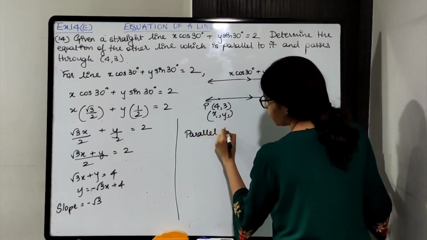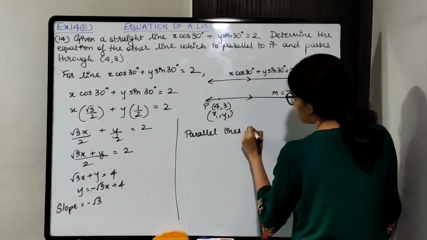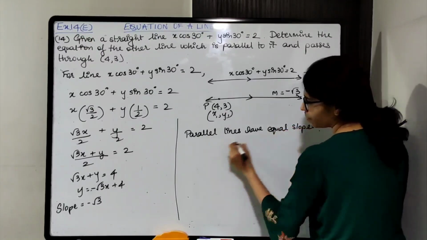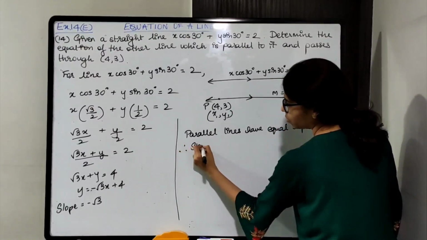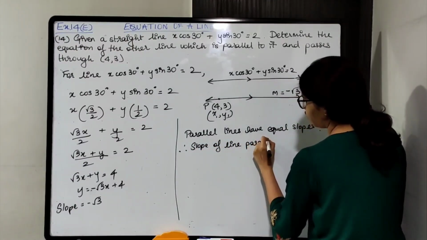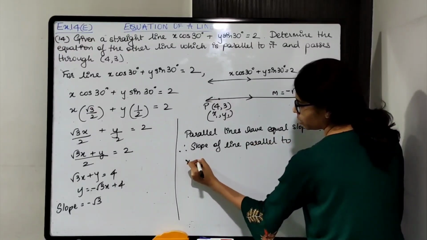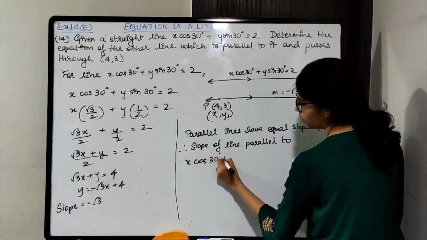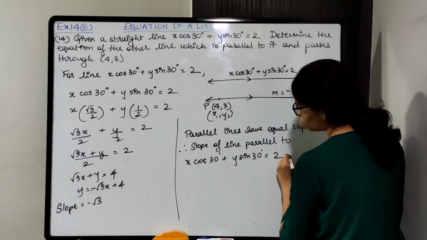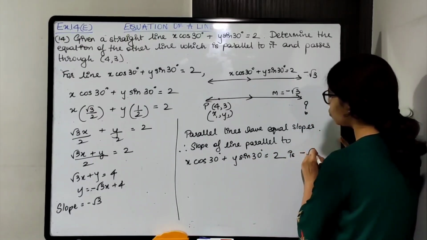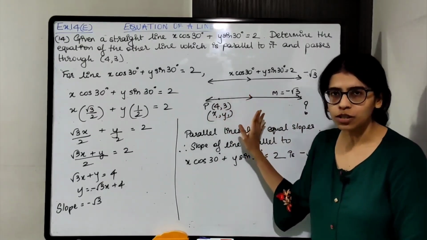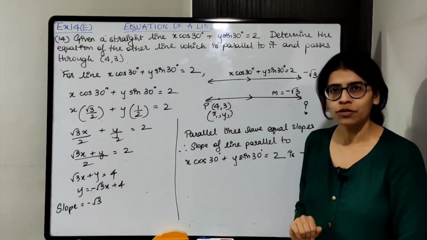parallel lines have equal slopes, therefore slope of line parallel to x cos 30 plus y sin 30 equals 2 is -√3. Okay, so for this parallel line we got the slope. Let us find the equation now.